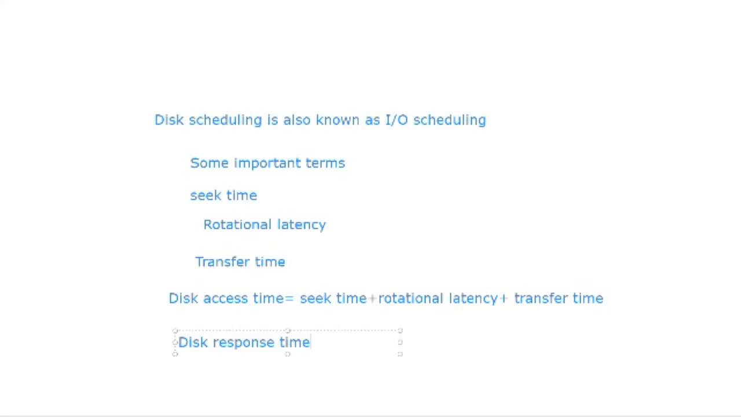Ma'am, right now you said disk response time is the average access time, how fast the disk is responding. That is the disk response time. Okay. Disk response time is the average of time spent by a request waiting to perform its IO operation.